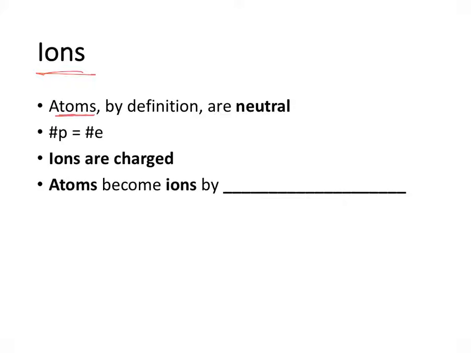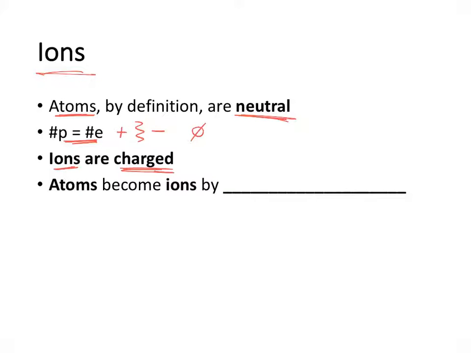So when you see the word atom, automatically you have to think and assume correctly that it is neutral. The number of protons will equal the number of electrons. So the positive charges and the negative charges will cancel each other out to zero charge overall. If you have an imbalance in the number of protons and electrons, you will create something that has a charge, and if it has a charge, we call it an ion.